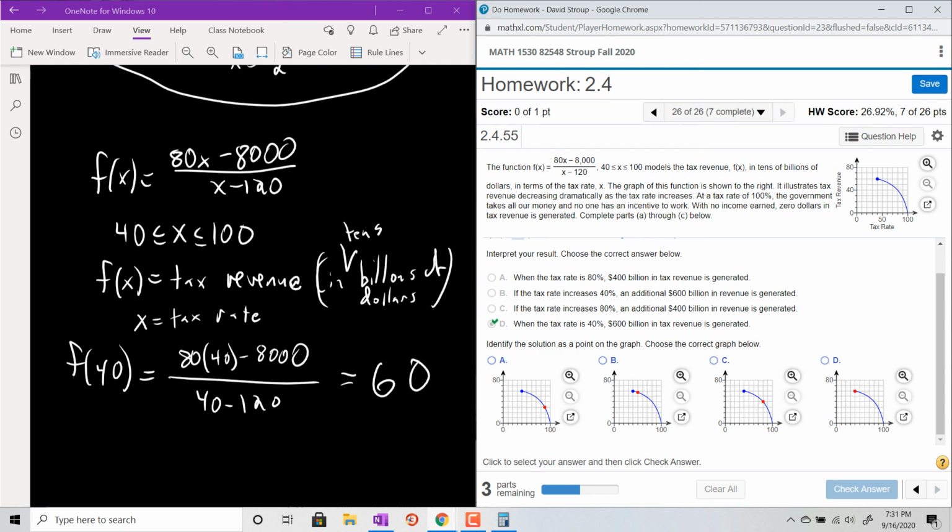Identify the solution as a point on the graph. So you just find 40, 60. So where is it? 10, 20, 30, 40, 60. It looks like this. No. 10, 20, 30, 40. I mean, it's this point right here. It's going from 40 to 100. So when it's at 40, oh yeah, it's D. There it is.